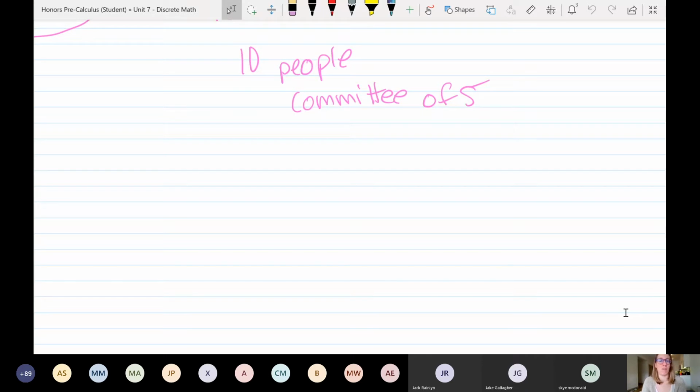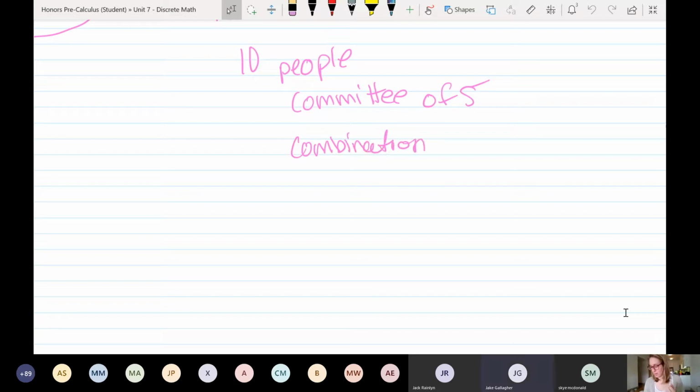Well, it doesn't really matter the order, right? I'm not saying that there's anything cool about being picked first. I'm just saying we want 5 people out of the 10. This is a combination problem because the order that I pick the people is irrelevant. They're just going to be 5 people making a committee. So I would say this is combination.